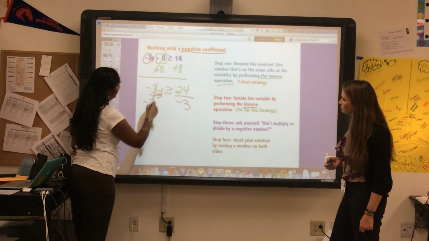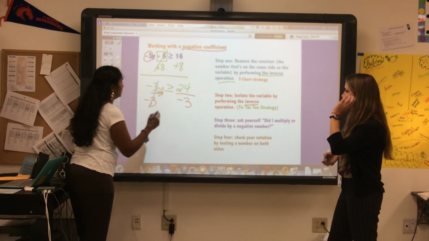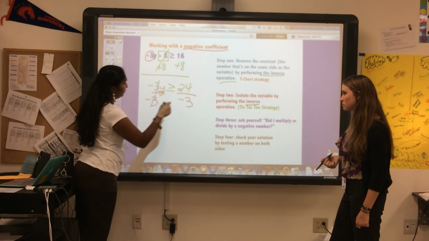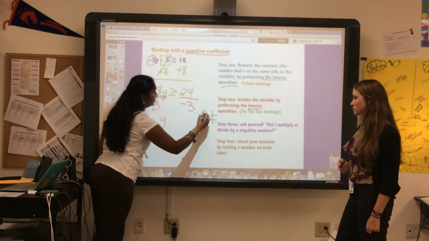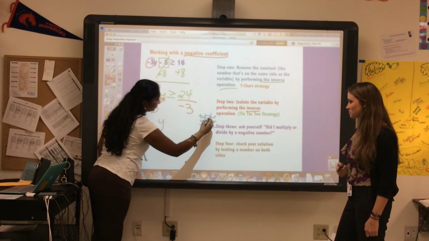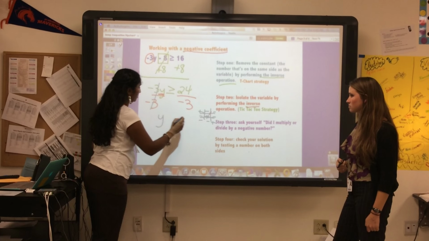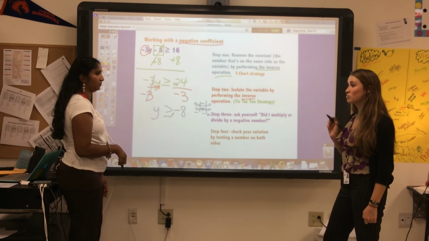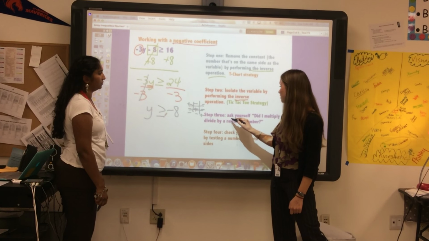Okay. So those are going to cancel out, right? Because -3 divided by -3 is +1. Great. And we don't have to write the 1. And then I'm going to do 24 divided by -3. I need to remember my tic-tac-toe strategy. And I'm sorry, it's so sloppy. Okay, so a positive divided by a negative is a negative. So I should have -8. And I'm done. There's one thing whenever you're dividing or multiplying by a negative number.